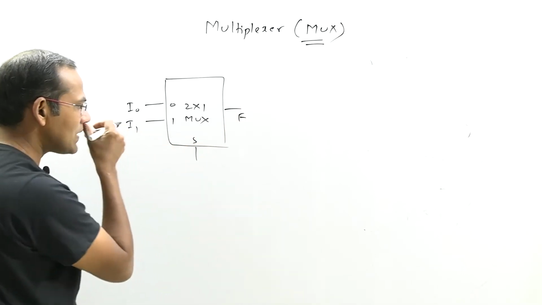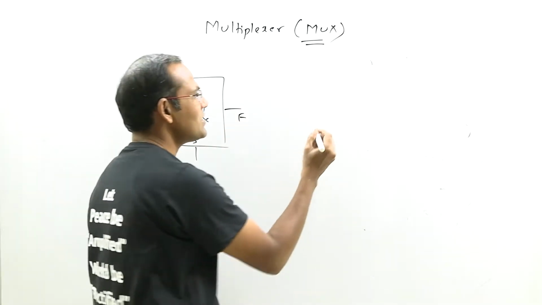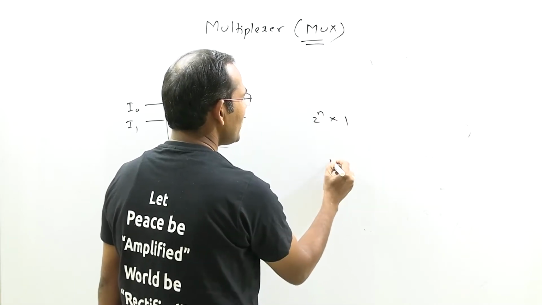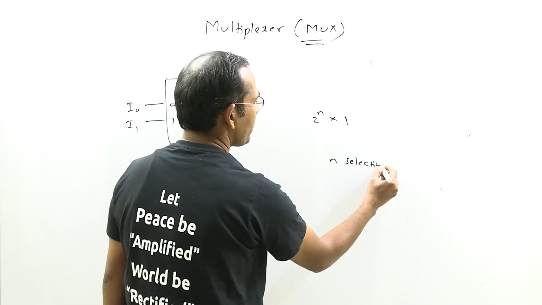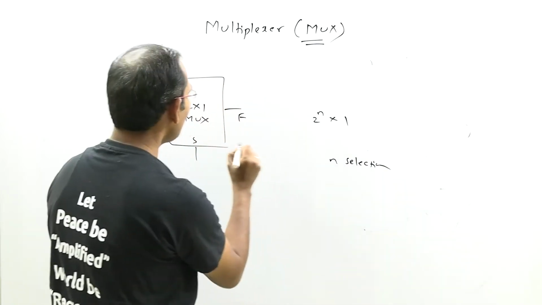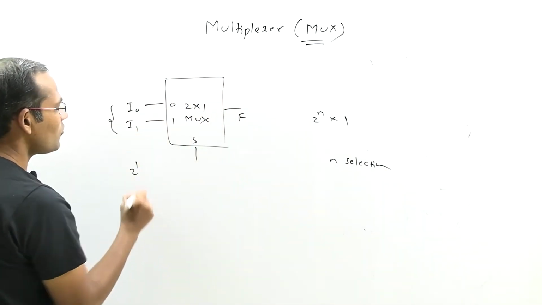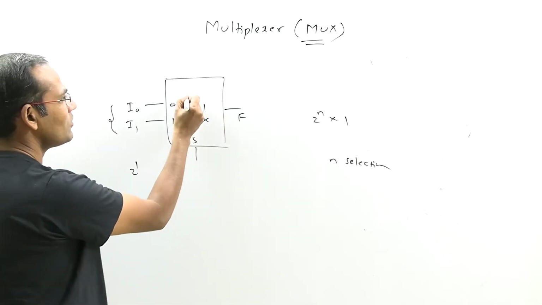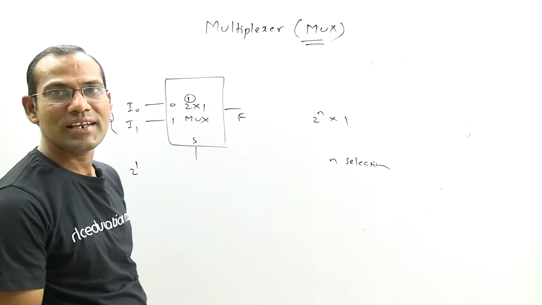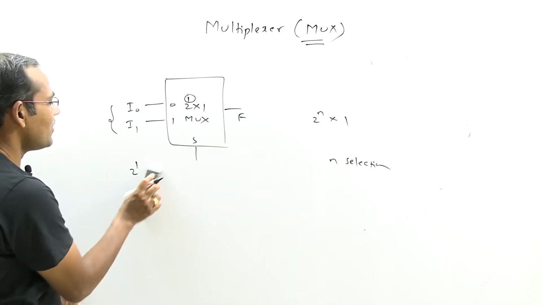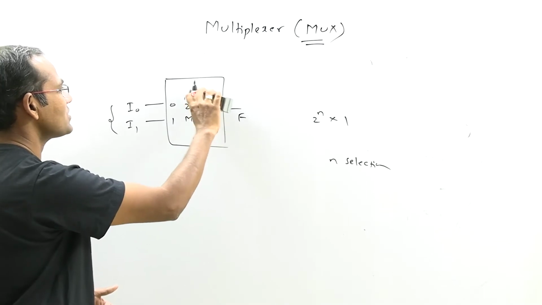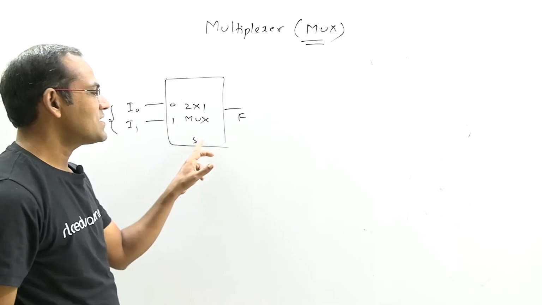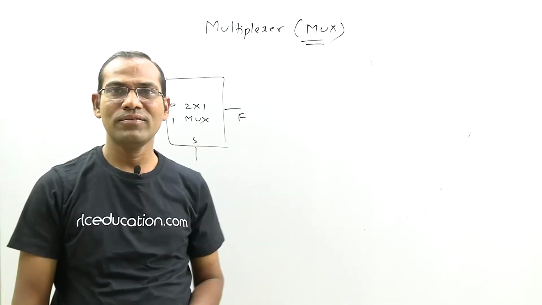It requires only one selection line, because the reason is: 2 power n inputs, 1 output, n selection lines. So here 2 inputs means 2 power 1, it's nothing but 2 power 1 by 1. So only one selection is enough in a 2x1 multiplexer. No need to write S0, just write S, that's enough.